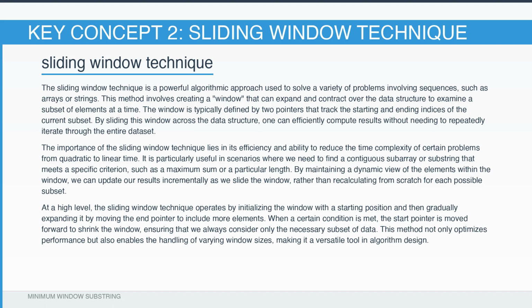For example, when trying to find a substring that meets a specific requirement, you can expand the window by moving the end pointer to include more elements. Once a condition is satisfied, you move the start pointer forward to narrow the window. In essence, the sliding window technique allows you to dynamically assess data in a way that saves time and resources, making it a versatile and essential tool in algorithm design.